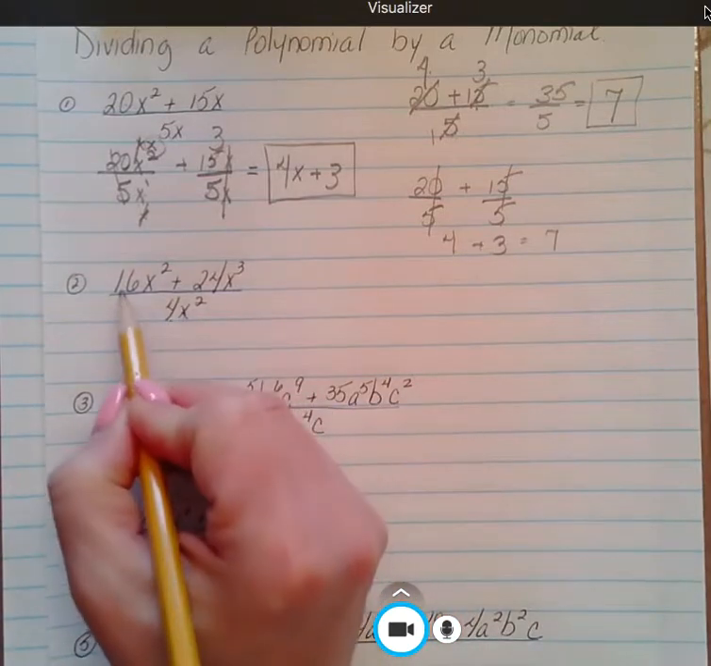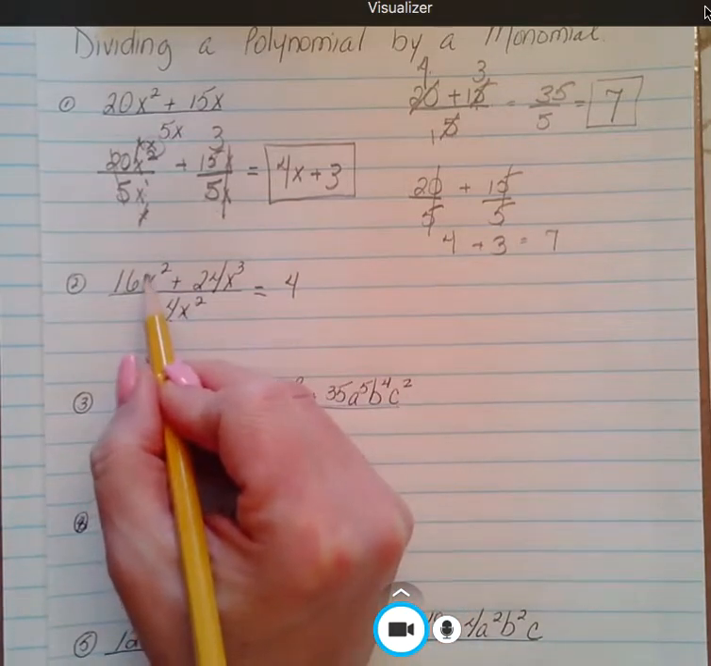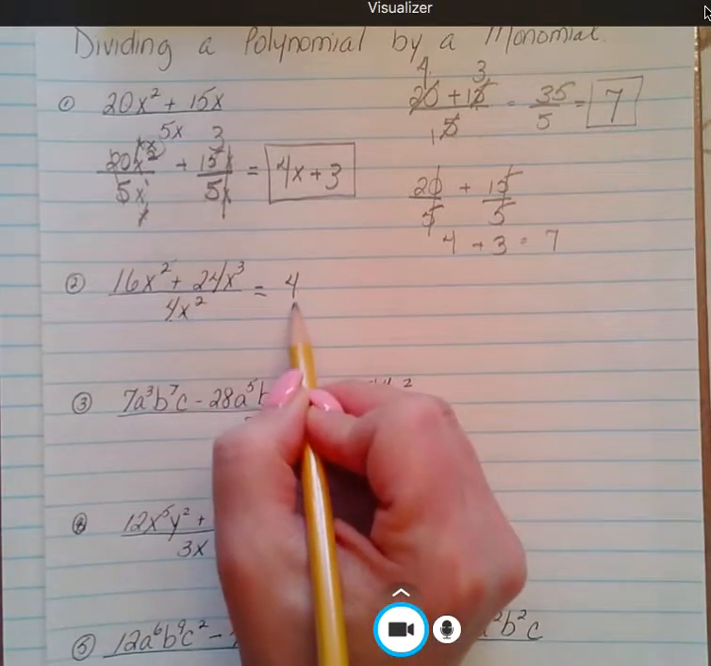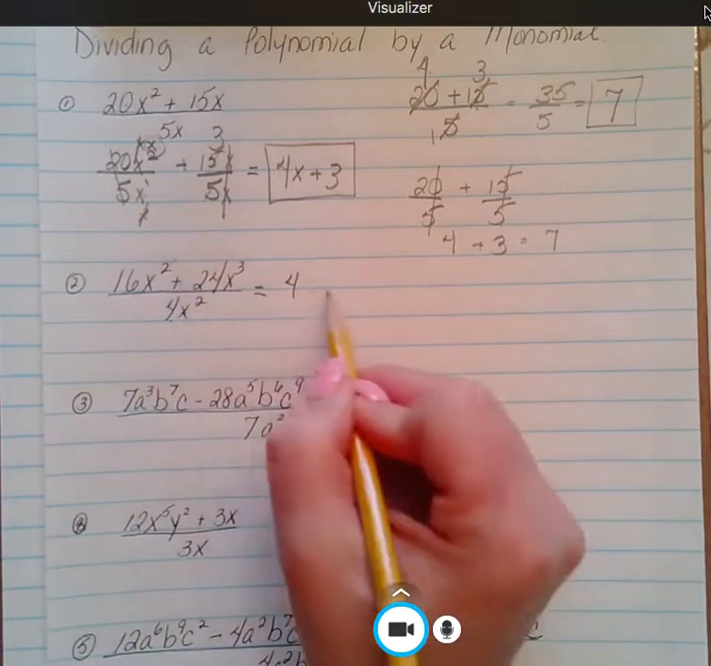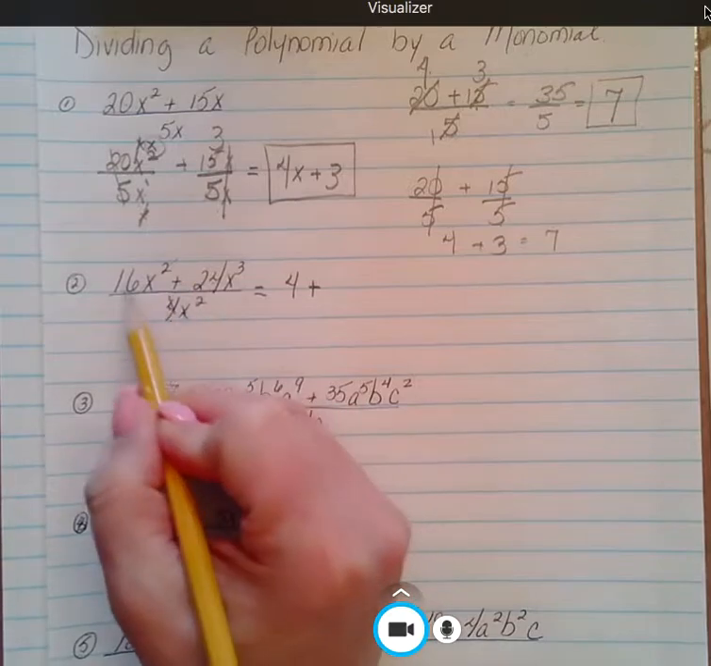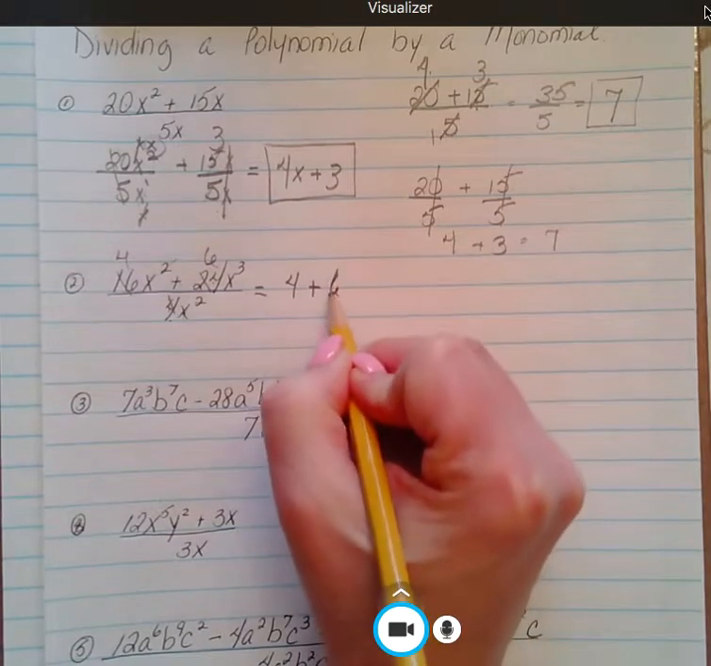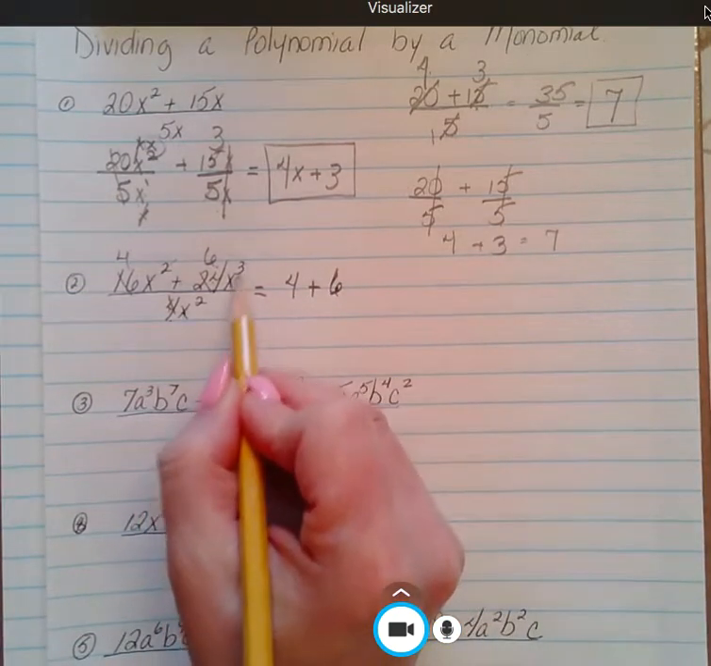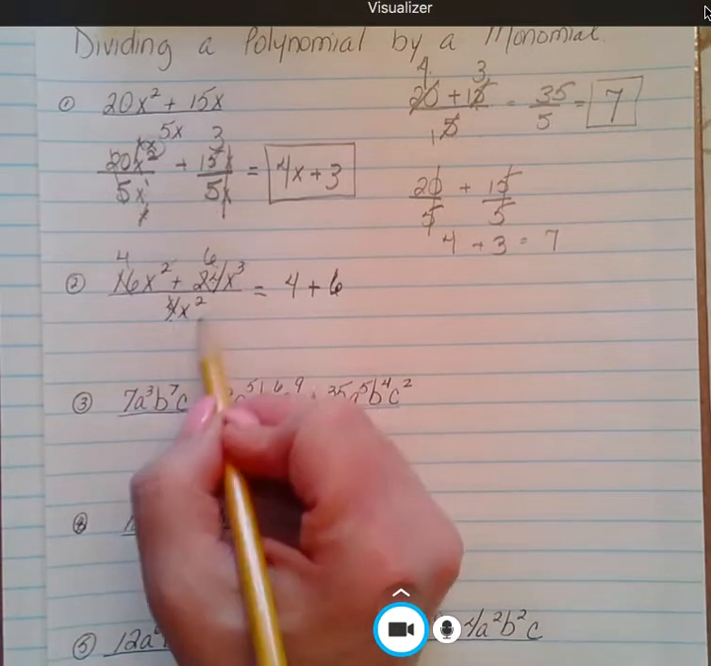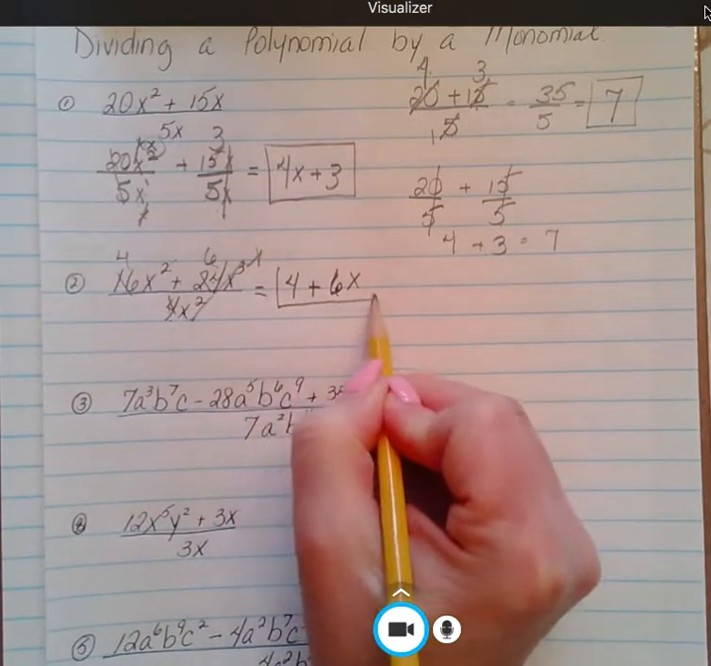4 goes into 16 4 times. Oh, and I have x squared and x squared, so that would cancel out. So 4 is all by itself. Plus 4 divides into 24, divides in over here 6 times. Let's make that look like 6. And if I have x to the 3rd in my numerator and x squared in my denominator, I can cancel out 2 of them, and I have an x left in the numerator with my 6.